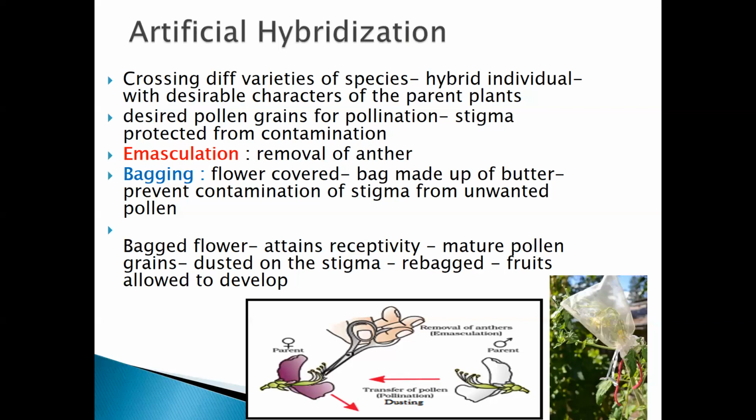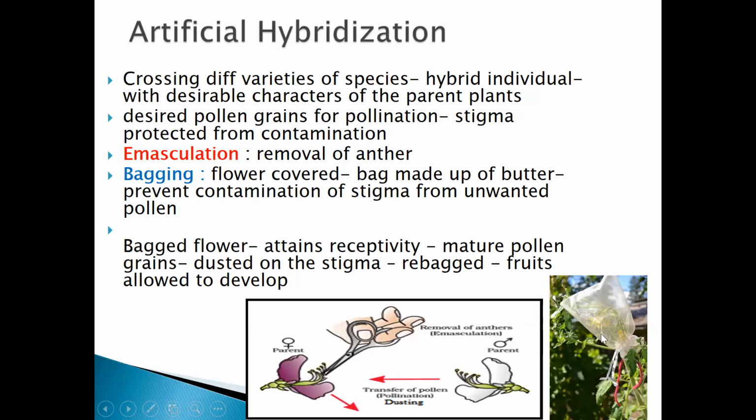Now, how is it done? It is done very easily. For example, we have taken a hibiscus flower here. We first emasculate it. That means we remove the anthers, the pollen grains of that flower, and we bag it so that it is not contaminated with any pollen grain. Any pollen grain should not come and sit on the stigma surface and form the pollen tube.